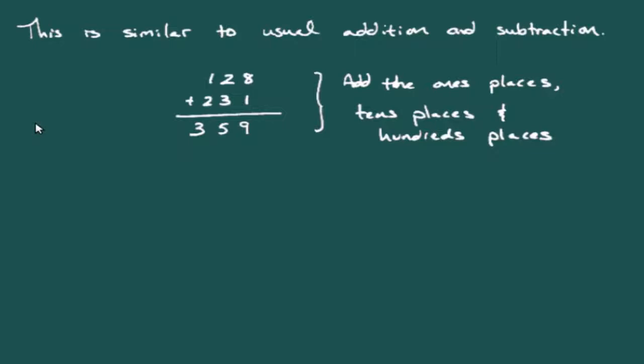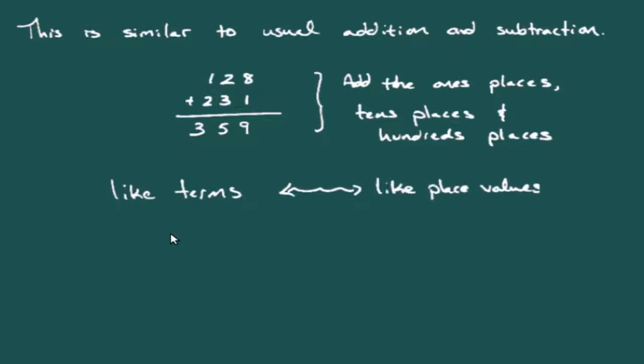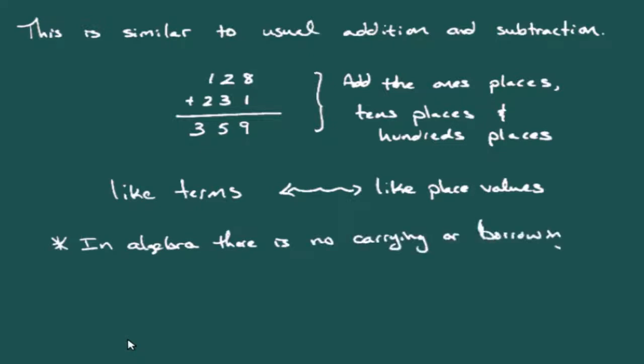Now, where this is similar to what we were doing before comes with our like terms really being similar to like place values. An x value, or maybe just a number, corresponds to the ones place, x values correspond to one column, y values correspond to another column, and so on. The only difference in that comparison is that in algebra, we really don't have to worry about carrying or borrowing. We're just combining our like terms together, putting the right columns, the right place values, together.